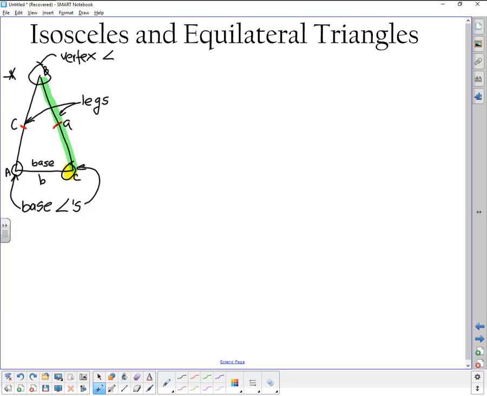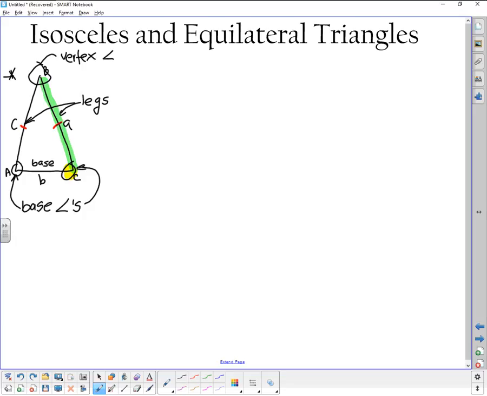So if you're looking at an isosceles triangle, the sides have special names. They're either legs or base. If you're looking at the angles, they're base angles or vertex angles. Okay, so you have to know that. So the basic definition of an isosceles triangle is a triangle where two of the sides are congruent, and they're called legs.